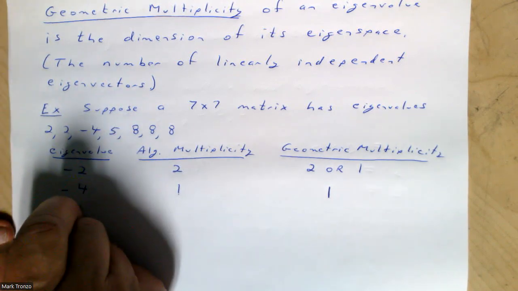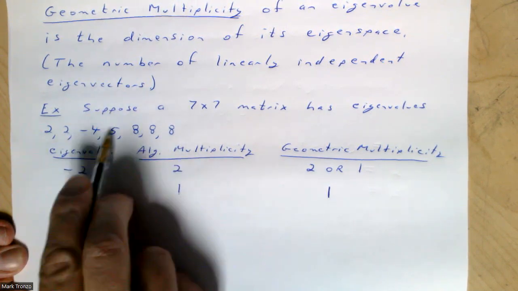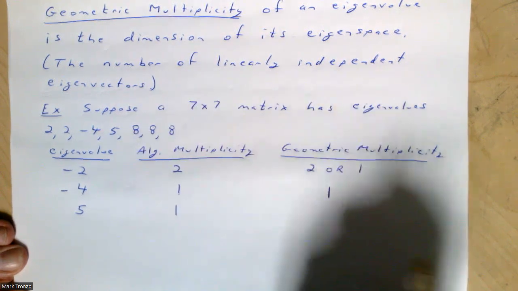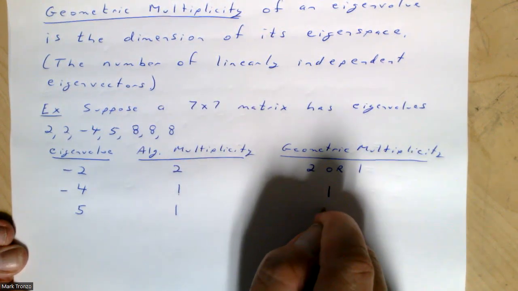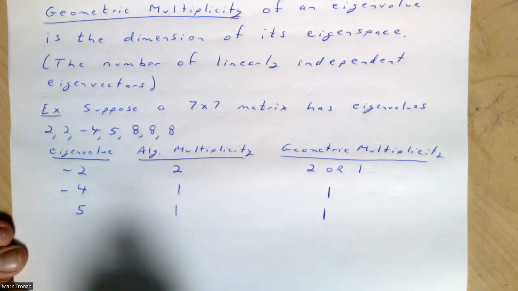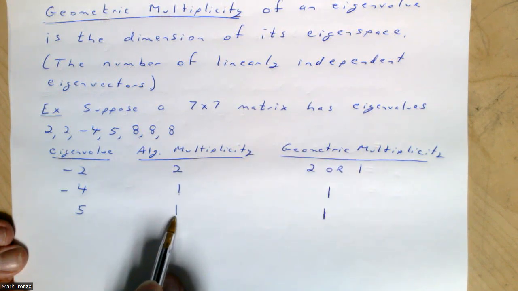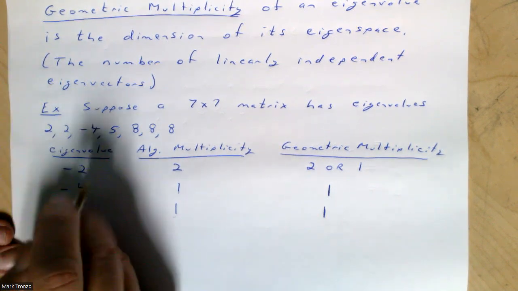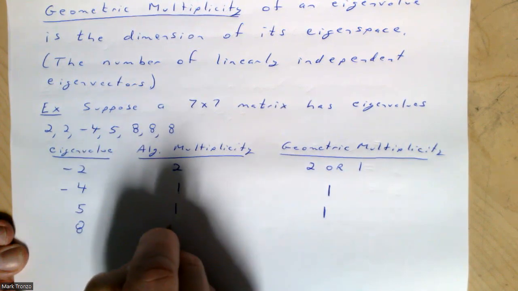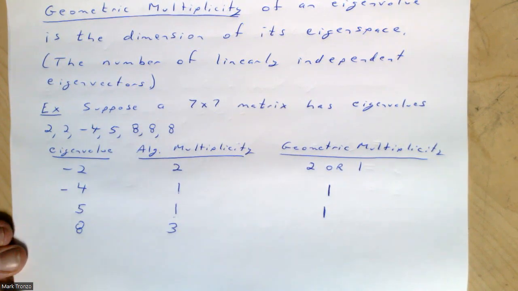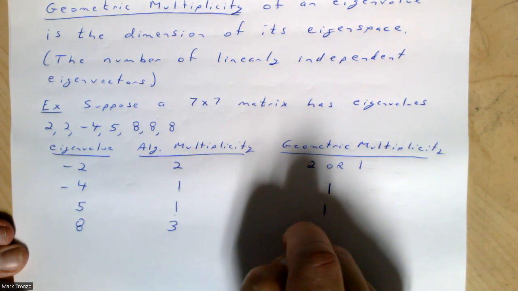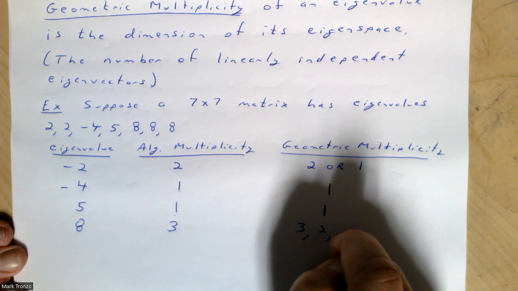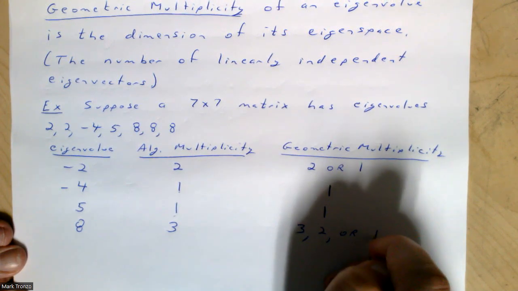Now for the next one, -4, its algebraic multiplicity was 1, and the geometric multiplicity, remember, it can't be more than this, but you always have to have one eigenvector. So that's the only possibility there. Now the other one, for 5, the algebraic multiplicity is 1, it only appears once. And once again, you're always going to have one eigenvector, and you can't have any more since you didn't have any repeats here. Now for 8, the algebraic multiplicity is 3. So you could possibly have 3 eigenvectors, or maybe only have 2, or you could possibly only have 1.